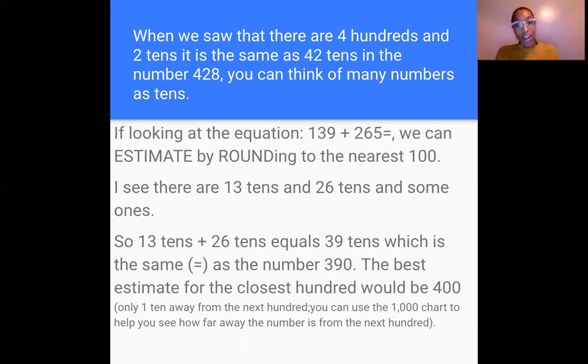Think about that 1,000 chart when solving rounding and estimating. Think about the nearest landmark number and make sure you're working in the place value you should in order to round or estimate.